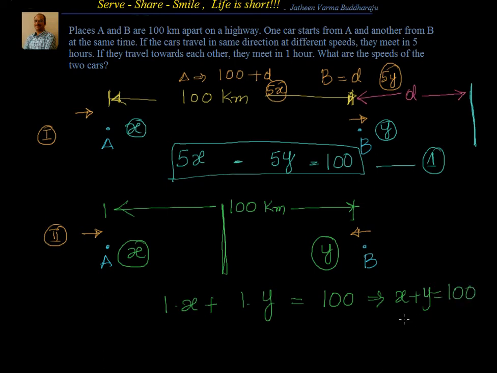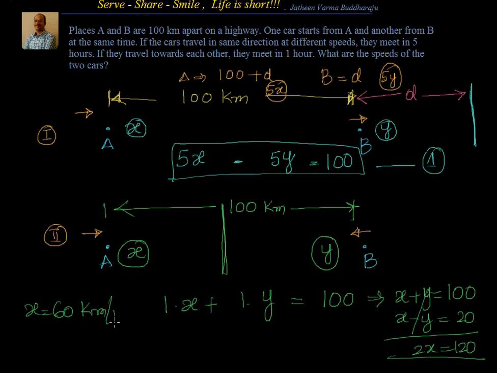What is our other equation? Our other equation is x minus y equal to 20, because 5x minus 5y is 100. If you add them up, you will get 2x equal to 120, so x equal to 60 kilometers per hour. If x is 60, obviously y will be 40 because they both add up to 100 kilometers per hour. x is 60 and y is 40.